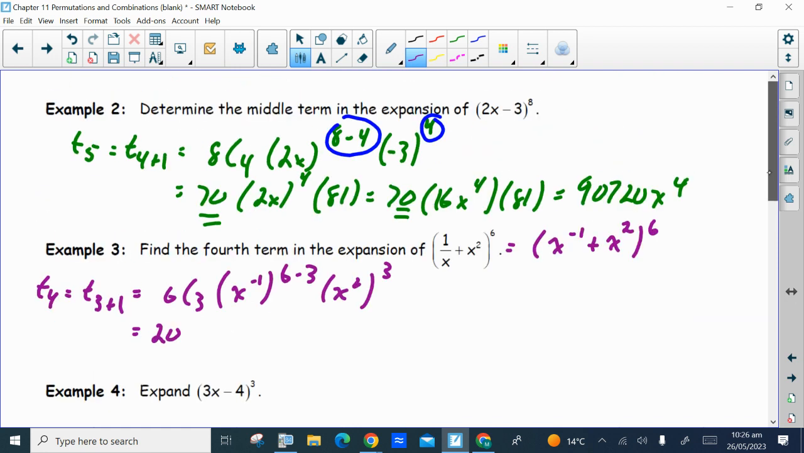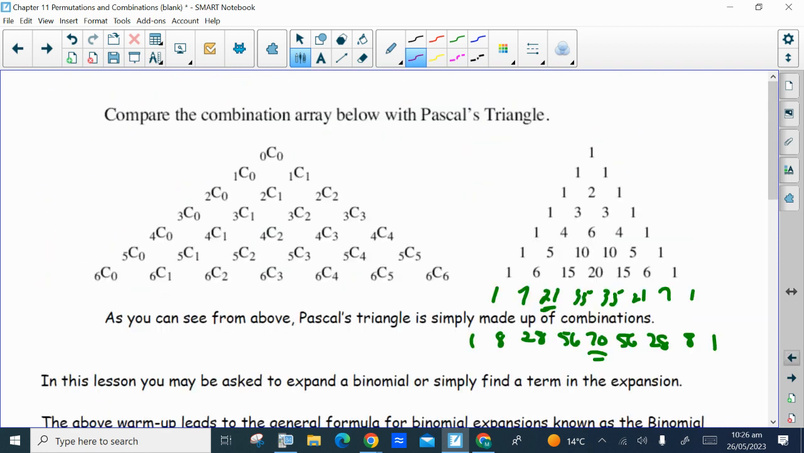And if we look back up at our Pascal's triangle, the exponent here is 6. So if we look for the row that has a second number of 6, that's this row right here. And we're looking for the fourth term. The fourth number in this row is 20. That is our coefficient, which we got by doing 6c3.